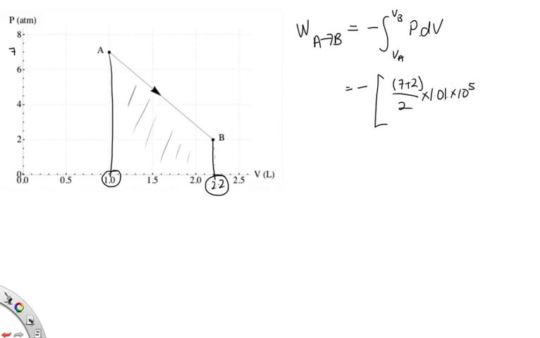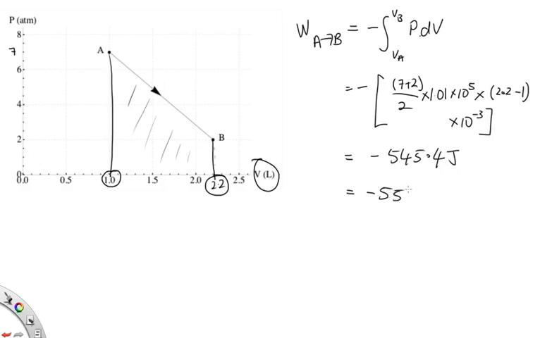This number here is to get it into pascals, the standard units for pressure. Then we need to times that by the width of our trapezium, which is 2.2 minus 1. Now this is in litres, but our SI units for volume are meters cubed, so we times that by 10 to the minus 3 to convert it into meters cubed. Solving this on the calculator, we end up with minus 545.4 joules. We can really only measure this to two significant figures, so let's give our final answer to two significant figures. This is minus 550 joules.